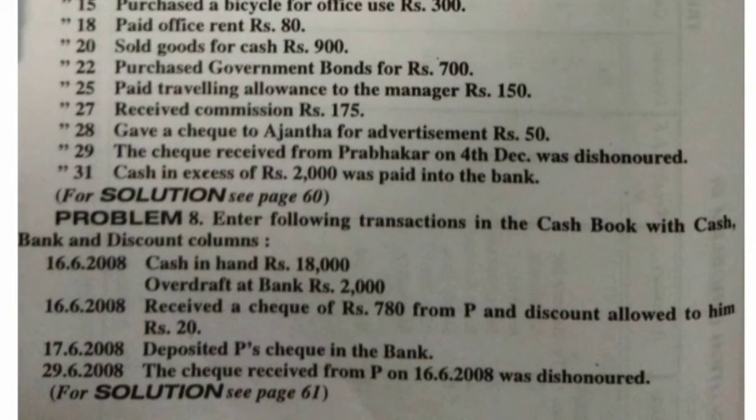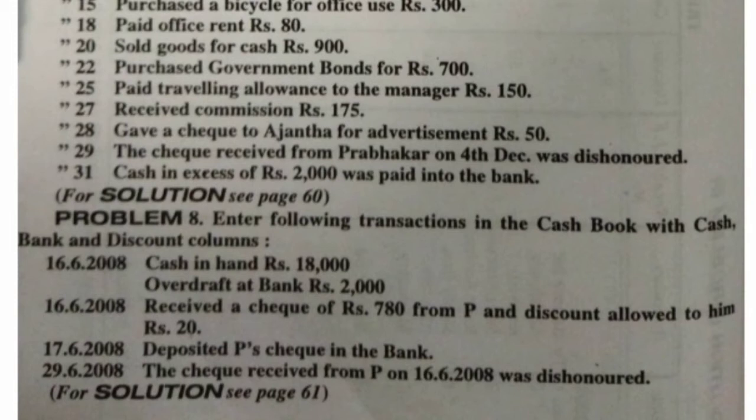Next one is received a check of rupees 780 from P and discount allowed to him. So what is the amount we need to receive from P? 780 plus 20, that is 800. So we are receiving 780, that is bank account debit 780, discount allowed account debit 20, to P account 800. So bank is on the debit side, in the bank column you need to record 780 and in the discount column you need to record 20 rupees.